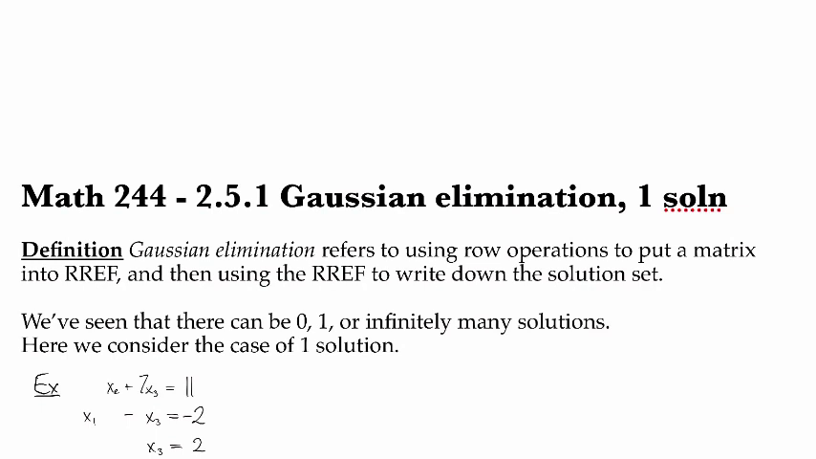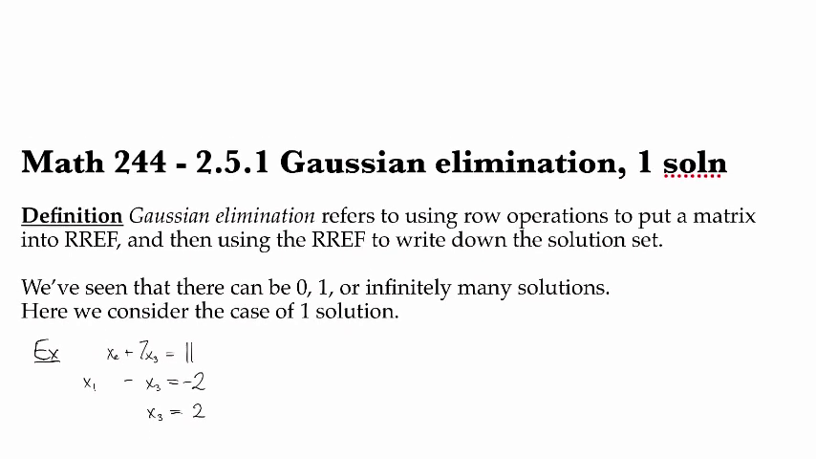So Gaussian elimination refers to using row operations to reduce a matrix to reduced row echelon form, and then using that reduced and simpler form to write down the solution set. We saw before that the only possibilities are that there's 0 or 1 or infinitely many solutions for a linear system. So we'll go through all three cases so that you can see what they look like and how to recognize them. For the moment, we'll consider the case of an example that just has a unique solution.